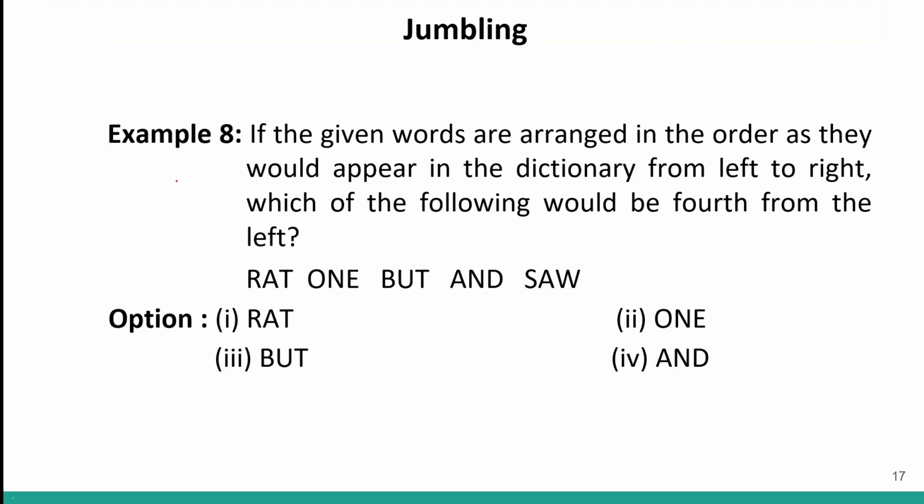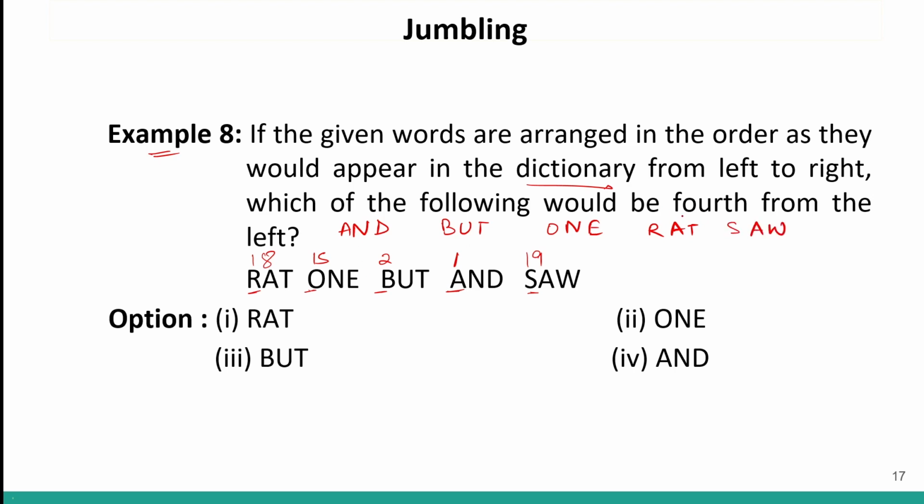Now, example 8. If the given words are arranged in the order as they would appear in the dictionary, so ascending order from left to right, which of the following would be fourth from the left? So again, let us look at the first alphabets. So here this will be 1, this will be 2, this will be 15, this will be 18 and S is 19. So clearly if I arrange them from left to right, it will be and, then but, then one, then rat, and then saw. This will be the order.